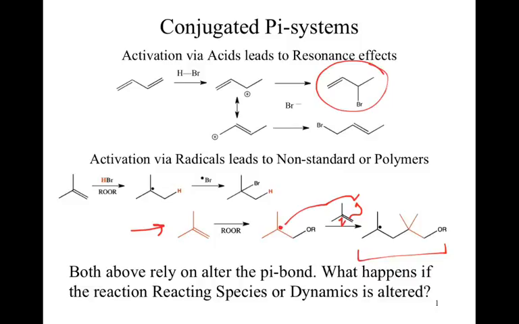So both of these rely on altering the pi bond, so that when we're looking at how our alkene reacts, what we're doing is really focusing solely on that pi bond and saying, I need to change that. Okay? But what does our pi bond react with? Can we change the reacting species? Or can we push it further? Can we change the dynamics, or how our molecules move? So if we evaluate those, do we get different results?